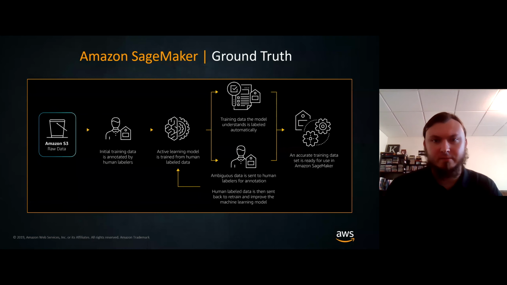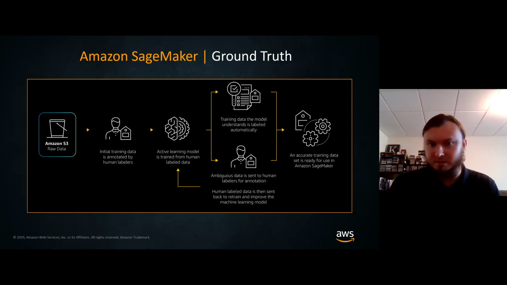So this is the main flow of ground truth. The raw data goes to S3. Humans are going to start to label those records manually, and we'll talk about the options for the human labeling component in the next slide. As humans are labeling these records, an active learning model is being trained from the human labeled data. Eventually, ground truth is going to start to try to label data itself with a level of confidence. If that level of confidence does not reach a certain threshold, meaning that it's not confident enough that it's labeled the record correctly, it's going to kick that record back to a human labeler who's going to go ahead and label that record manually.